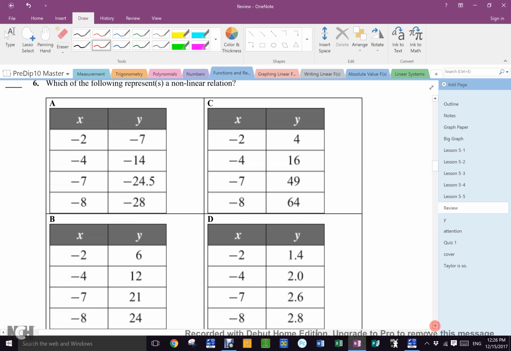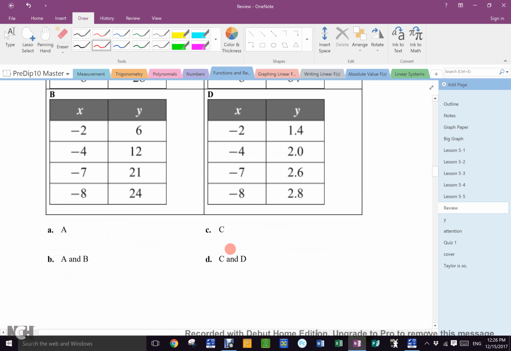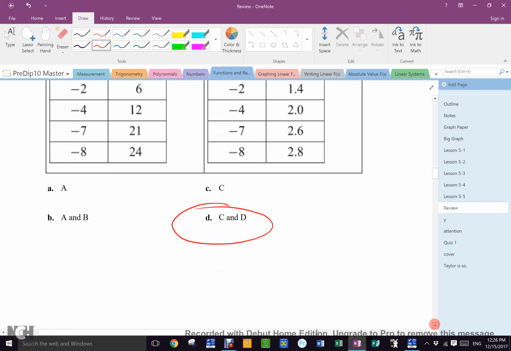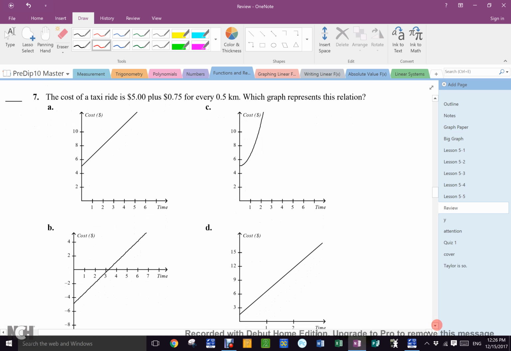Which of these is non-linear? D, as in doorknob. These questions are done very poorly by most students. Which is it? A. Absolutely right. You must remember that at zero time, you have an output of $5. And it can't possibly be a curve because it goes up 75 cents for every half a kilometer. A curve starts going up more in less time.